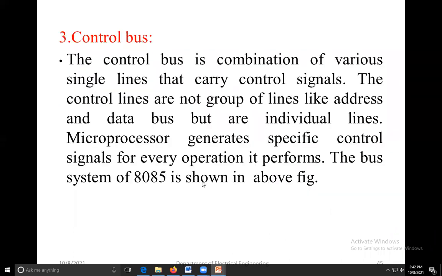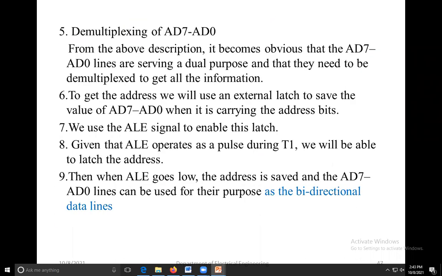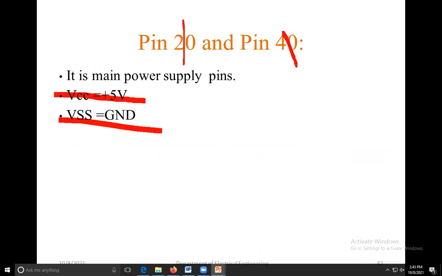Then the control bus. What is the use of the control bus? It is a combination of various signal lines that carry the control signals. These are used to control the whole activity of the 8085, generating specific control signals for the 8085. Multiplexing we were discussing previously.